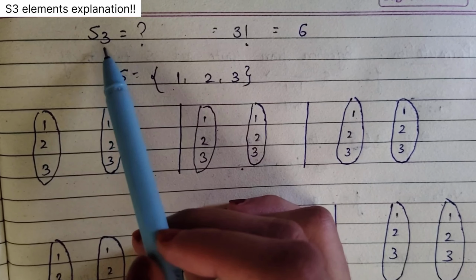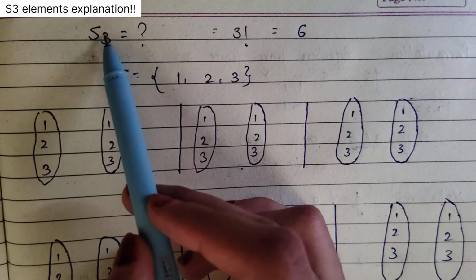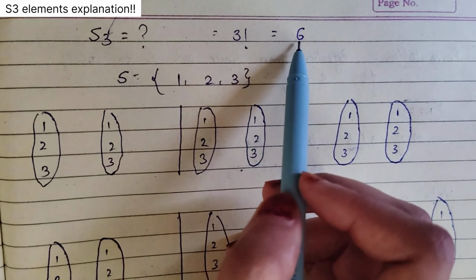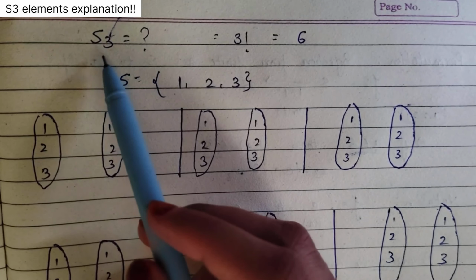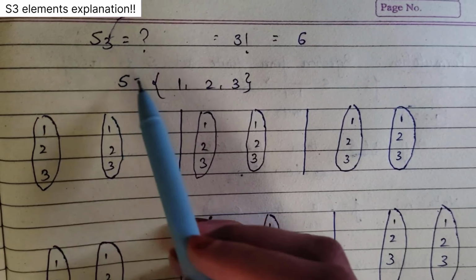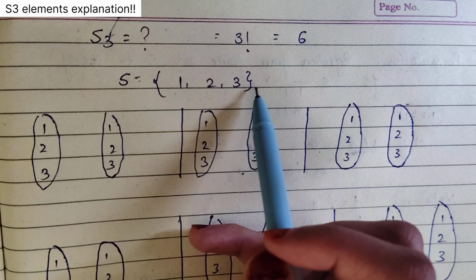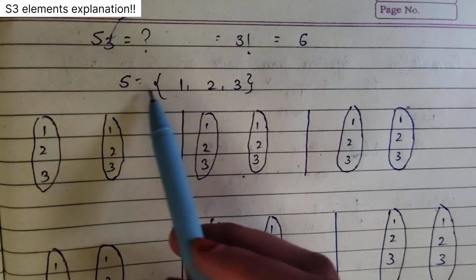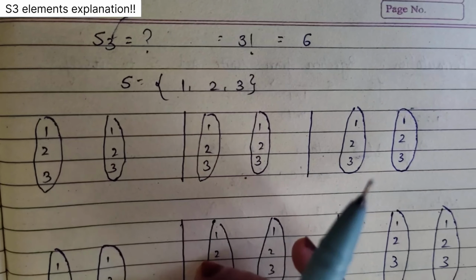Next, just write about S3. Here n is 3, so it has n factorial elements, which is equal to 6. S3 is the permutation group defined on the set having elements 1, 2, 3. Let's analyze the elements of S3 by having the actual maps.